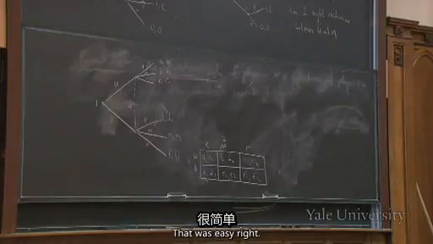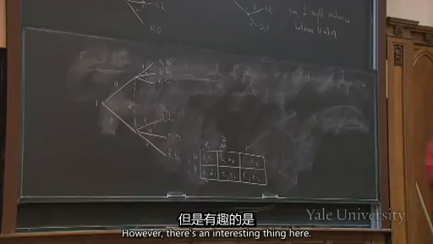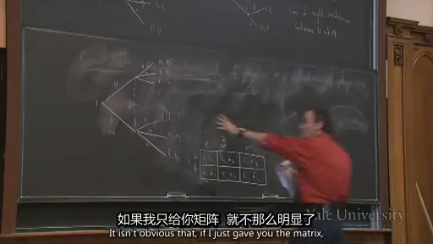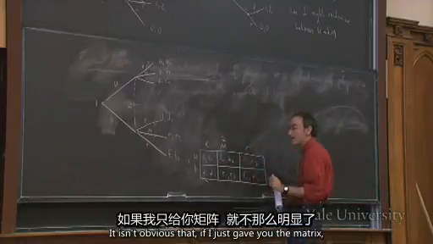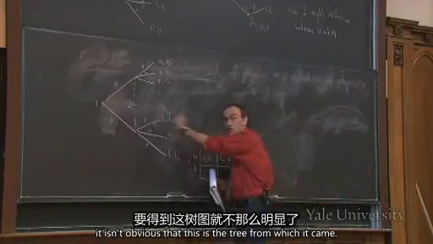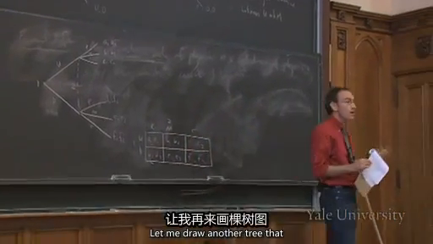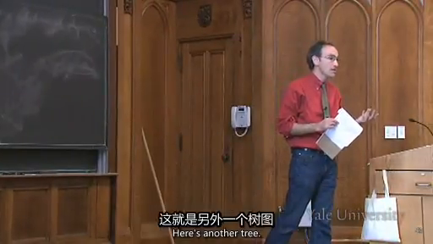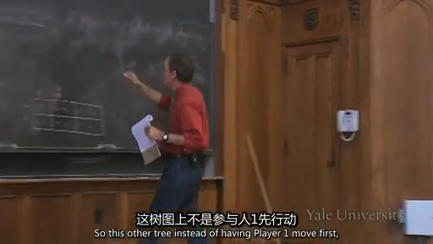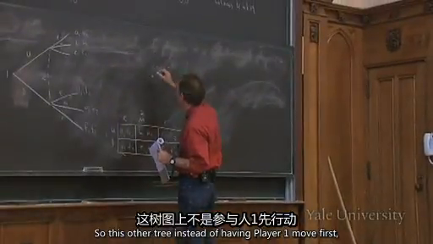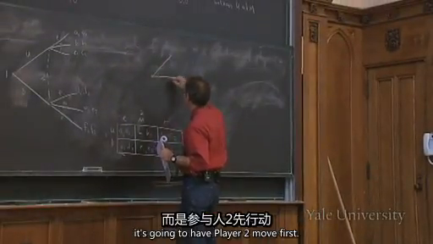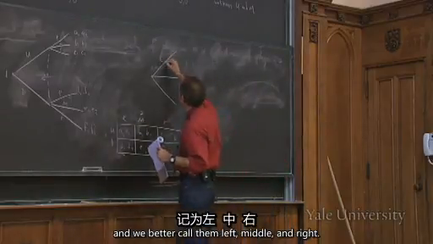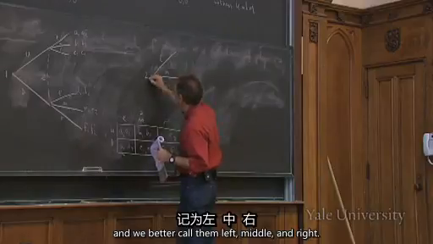All right. However, okay, so that was easy, right? However, there's an interesting thing here. If I just gave you the matrix, it isn't obvious that this is the tree from which it came. Let me draw another tree that I claim corresponds to that same matrix. Here's another tree. So this other tree, instead of having player 1 move first, it's going to have player 2 move first. Player 2 better have 3 choices, and we better call them left, middle, and right.